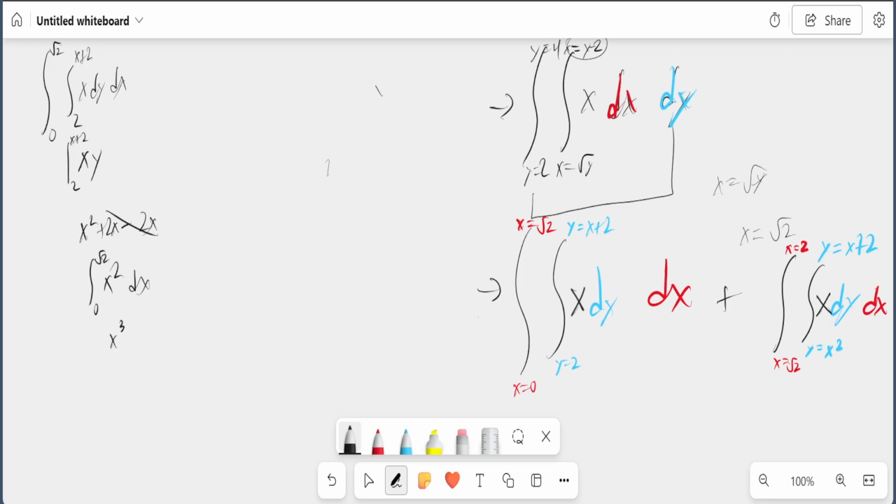So that's x cubed. There's no 1/2. Whoops. x cubed over 3 from 0 to root 2. So that's 2 root 2 over 3 minus 0. So that's one piece of it.